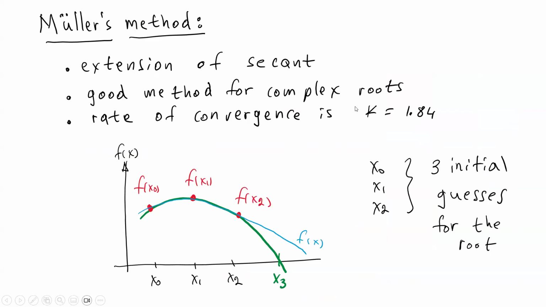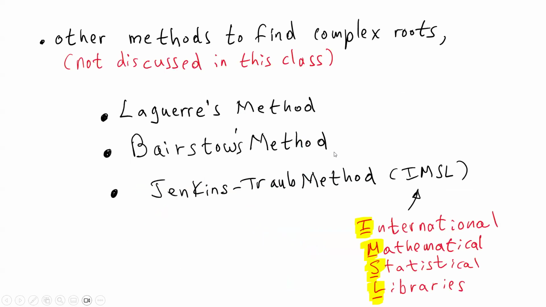Muller's method is another method for finding the roots of functions. It is an extension of the secant method and a good method for complex roots. The rate of convergence is superlinear because the value of k is 1.84. For Muller's method, we need initial guesses for finding the roots. This is the geometric interpretation of Muller's method. There are other methods for finding complex roots that we will not discuss in this class.